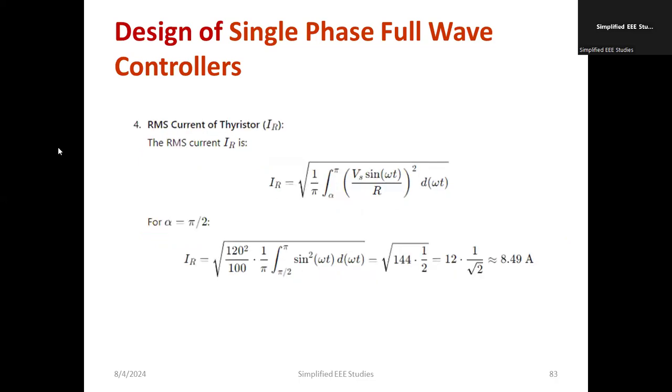When it comes to the RMS thyristor current, we can use the formula which is given over here. Therefore, I'll be getting IR equal to 8.49. These are the numerical segments.